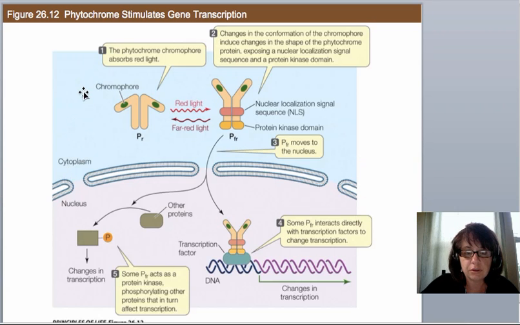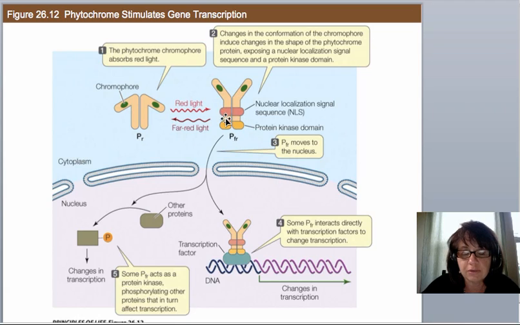So here it is animated in the cell. Again, this light blue is the cytoplasm. This pinkish stuff is the nucleus. They're calling it a chromophore. This is the phytochrome. The chromophore is the sensing thing that detects the light. So it absorbs red light in this case, absorbs far red light in this case. And they have a nice picture showing you that when it gets induced to this conformation, it opens up the nuclear localization signal sequence, and it also opens up the protein kinase domain.